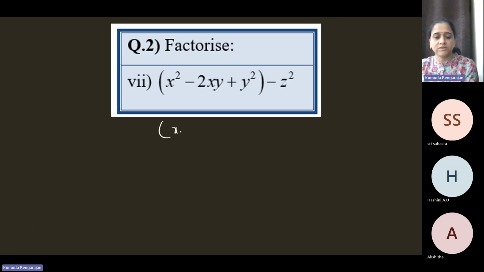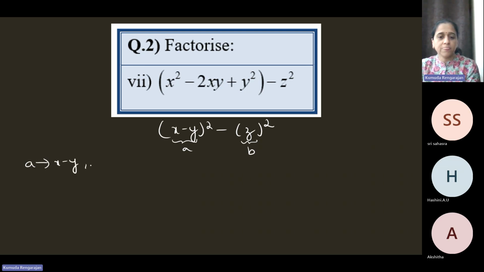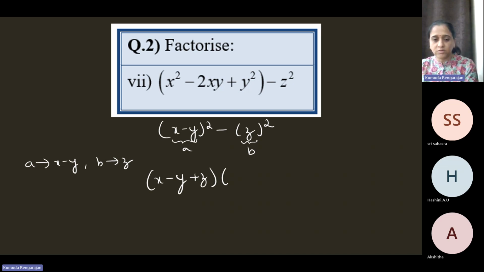This is x minus y the whole squared minus z the whole squared. So this is a, this one is b. So a is x minus y and b is z. So how do you factorize it? a plus b into a minus b. This is a plus b, this is a minus b.